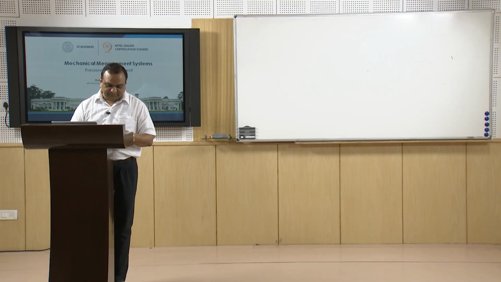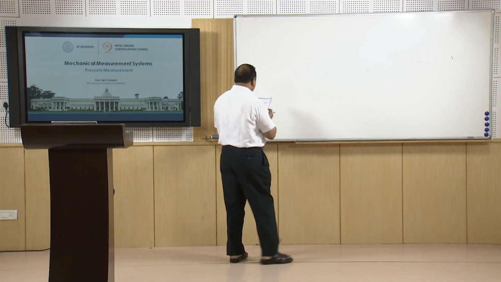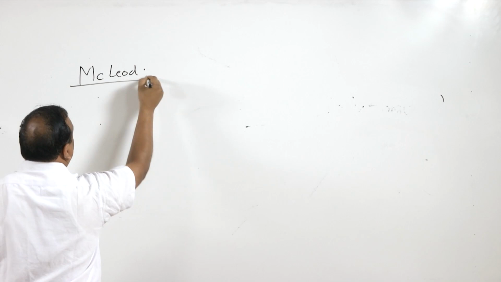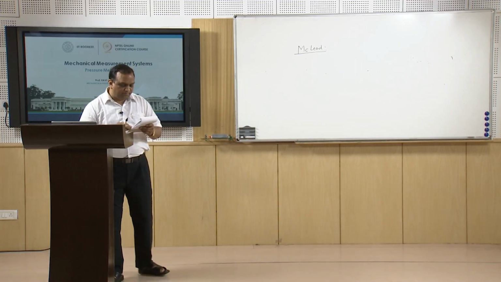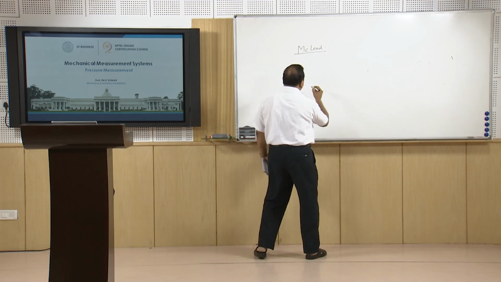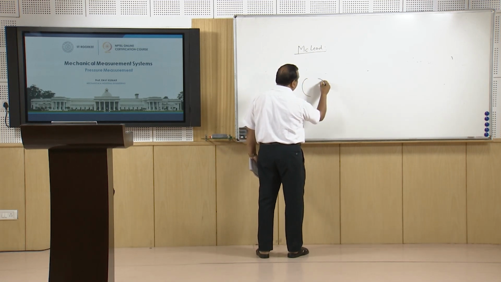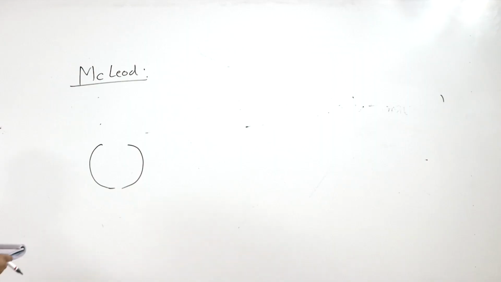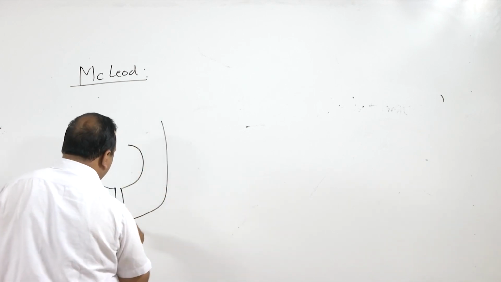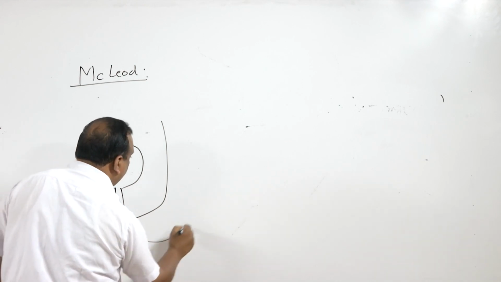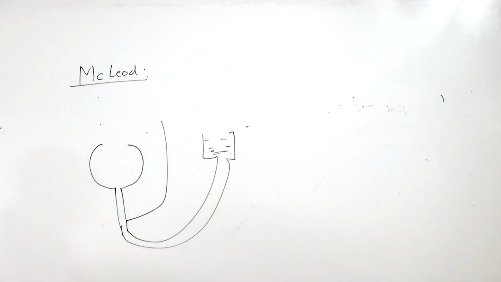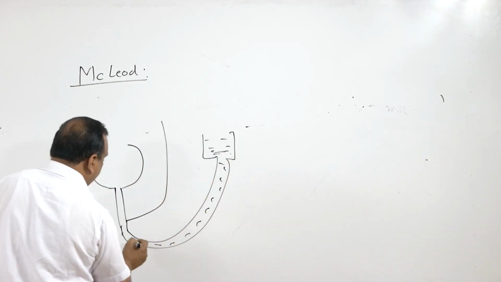For low pressure measurement, the McLeod type of pressure gauge is used. It is very popular. Now in the McLeod pressure gauge, there is a bulb, right, and the bulb has a tube and the tube has two bifurcations. One is going this side, another is going to this side, and there is a vessel filled with, let us say, mercury, some fluid like mercury. So mercury is filled here, mercury is also filled here.